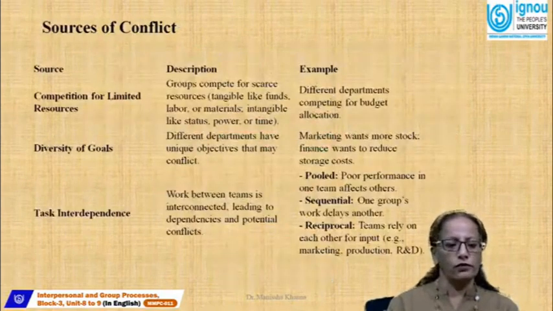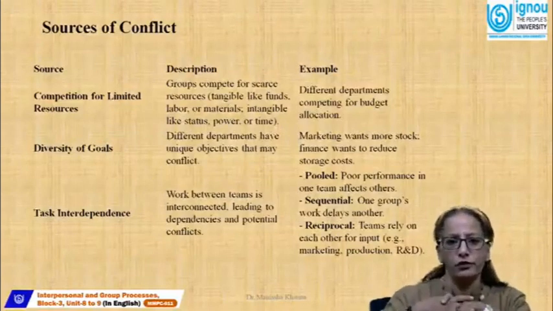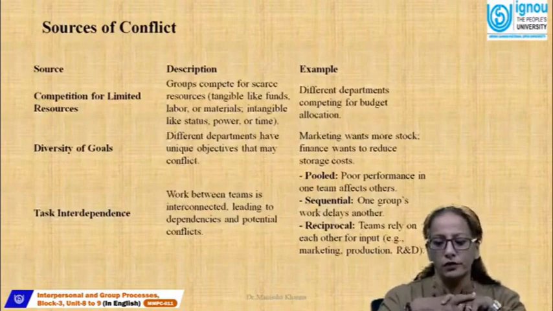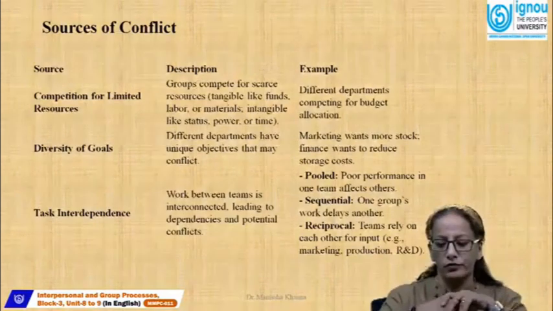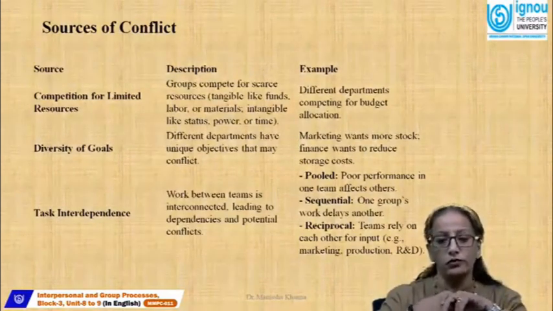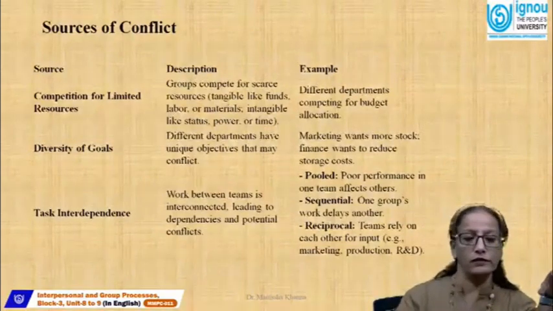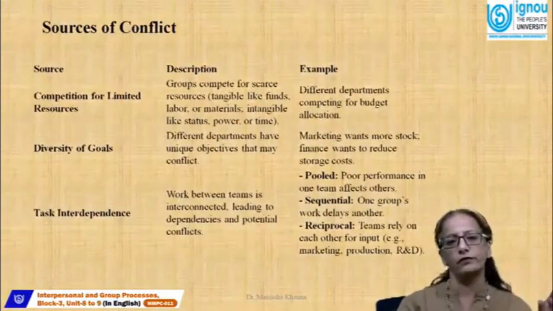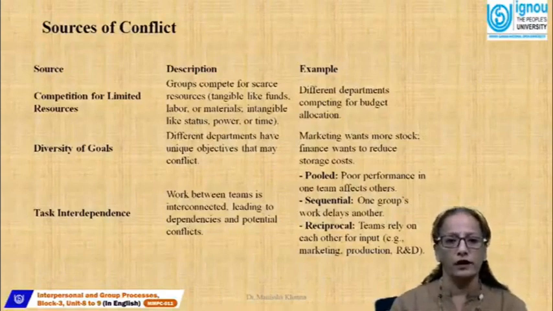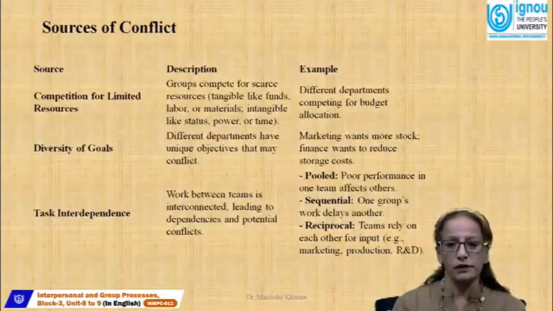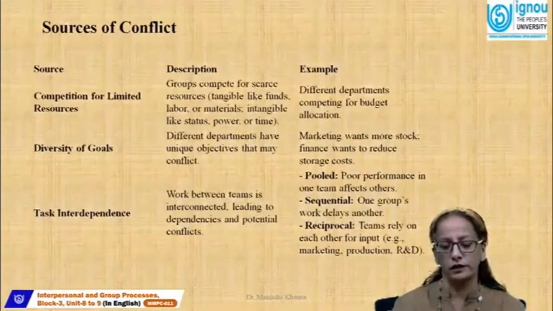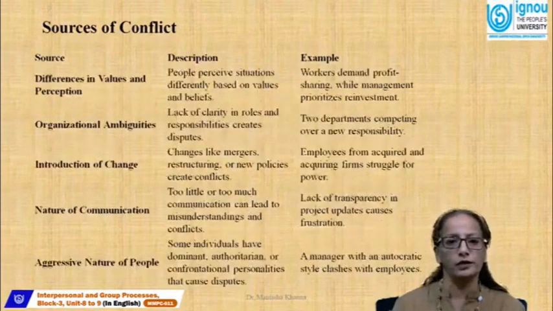The sources of conflict are competition for limited resources, then diversity of goals, where marketing wants more stock, or finance wants to reduce the storage cost. So sales and marketing have different goals, and production and R&D have different goals. Task dependence is another source of conflict, where the work between teams is interconnected, and it can be pooled, sequential, or reciprocal.